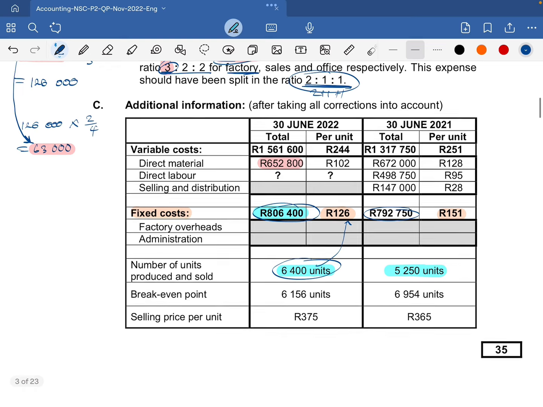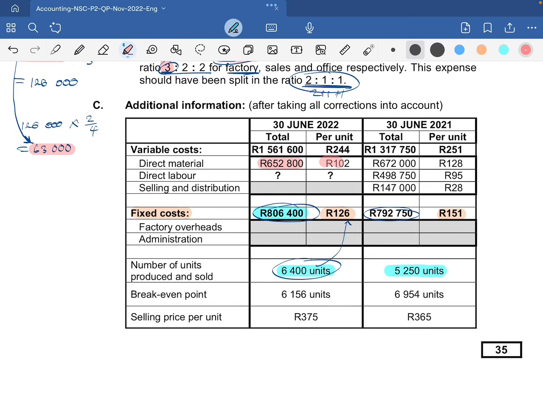Then the second point that we can focus on, although they produced so many units, they were able to use less direct material. So they were able to use less direct material, but they were also able to produce more units.